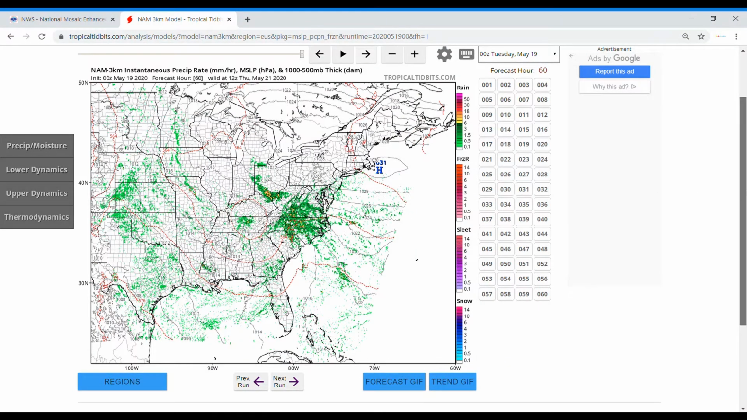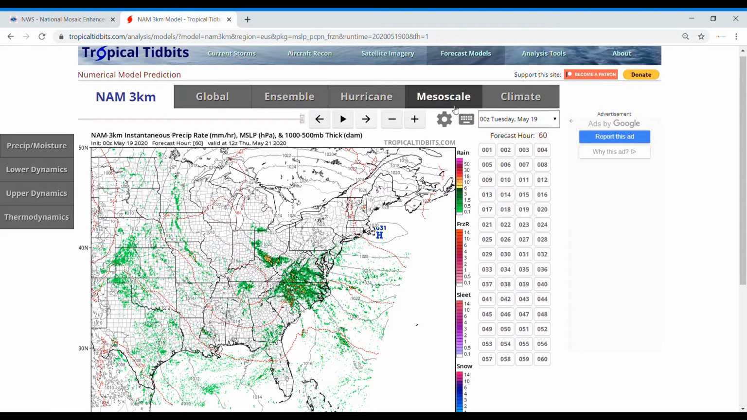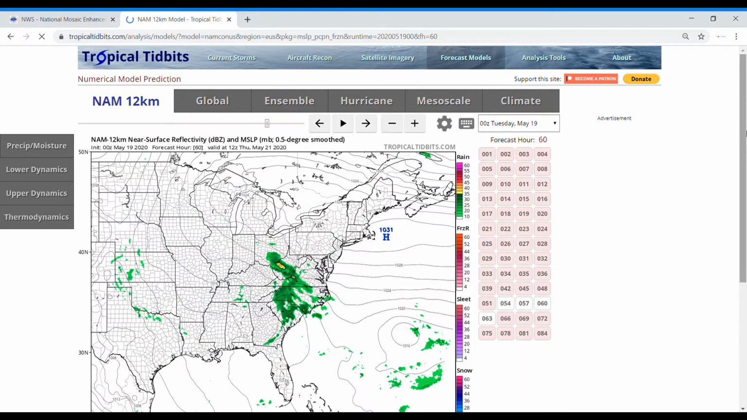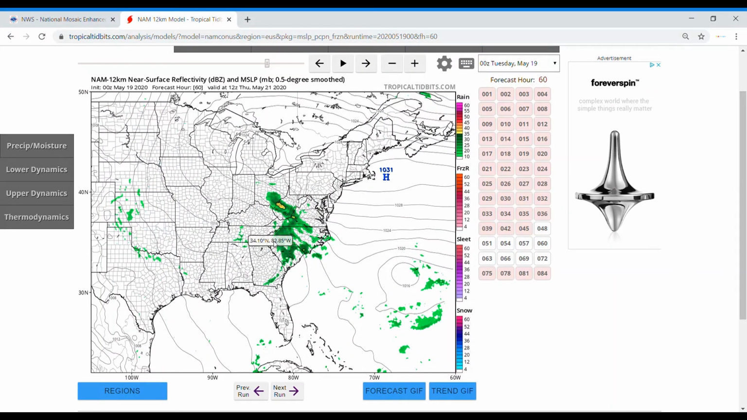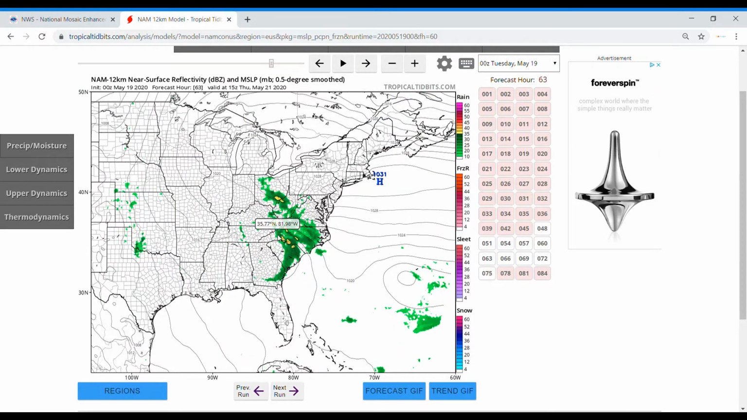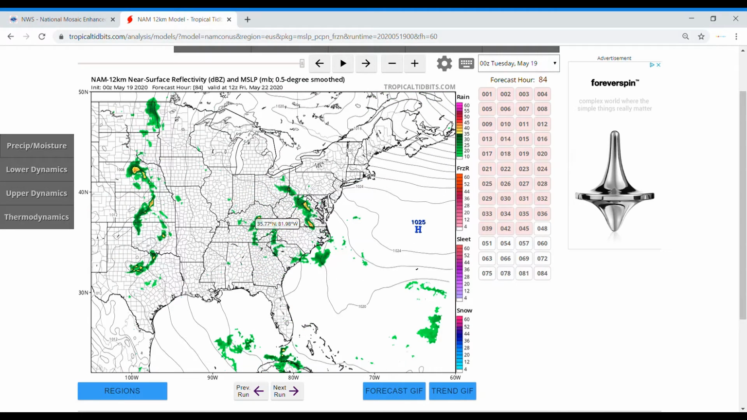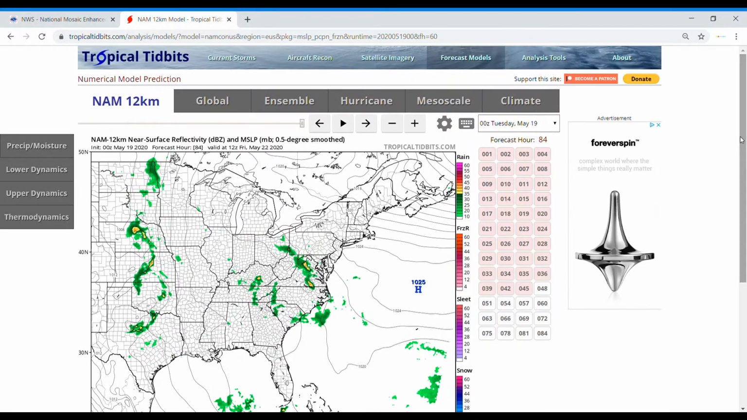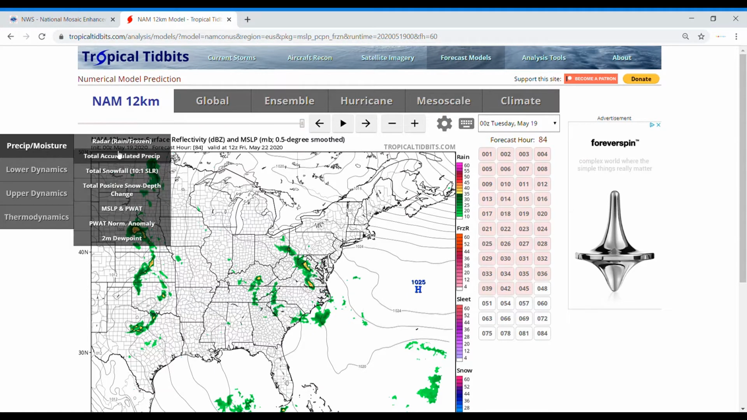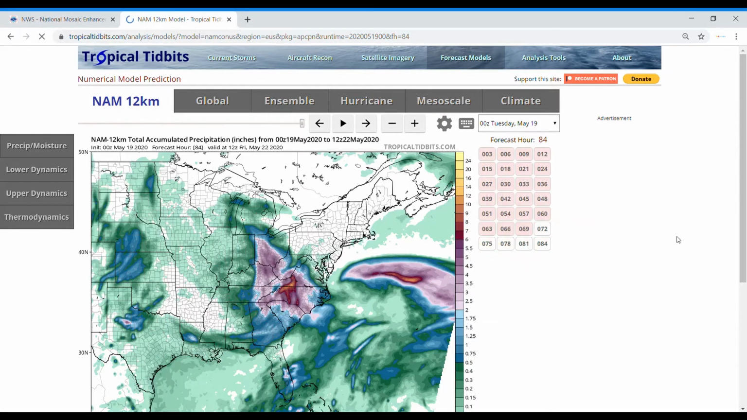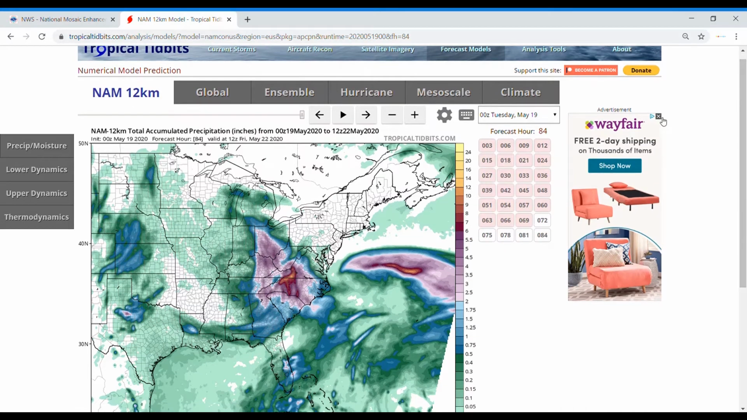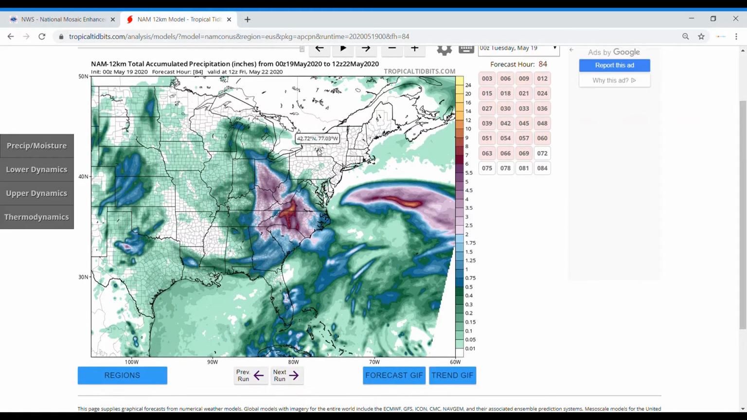And that continues. This is 60 hours. We're going to go out to 84 hours now. Still just so much rain in that one area. And just to show you, this is the next 84 hours. Just look how much rain that is. And it gets more defined when you go back to the NAM 3-kilometer model.